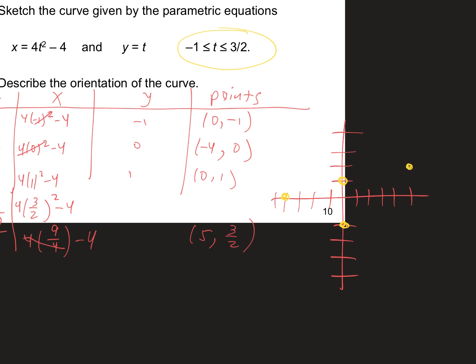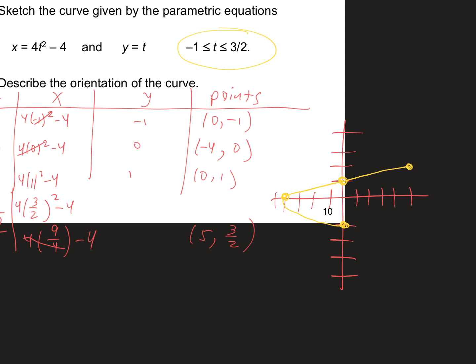Now, what is important here? How do we connect the dots? Is the equation always going to have that shape? A lot of times. But where do I start? In the bottom one. At the bottom. I start at the smallest time value, which was -1, and I go to the highest one.